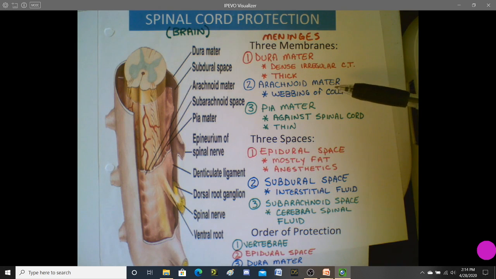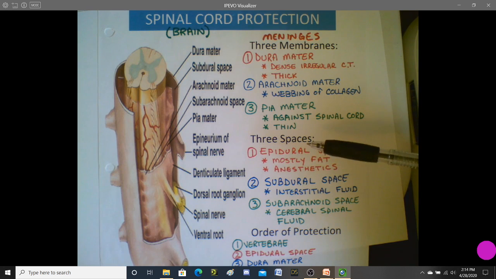Then we've got the Arachnoid Mater made up of a webbing of collagen, so it looks like a spider web. And then right up against the brain is the Pia Mater, which is right up against the brain and spinal cord, and it's a very thin layer.